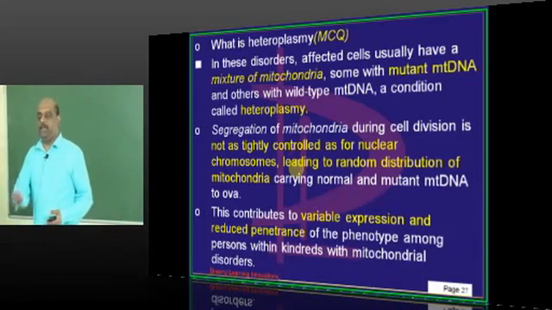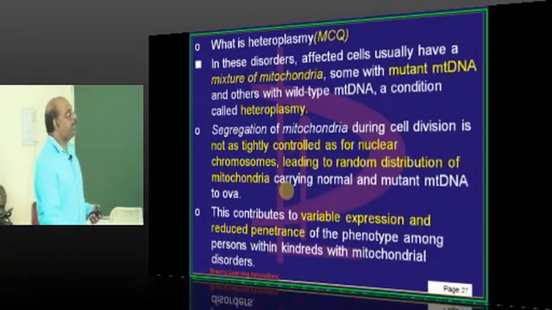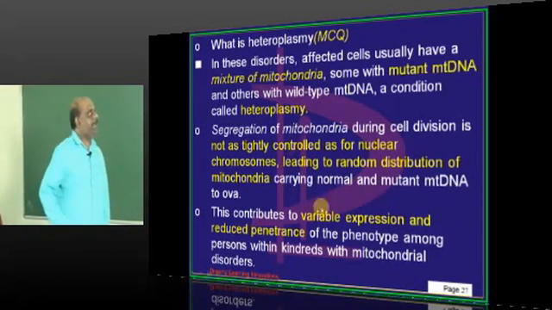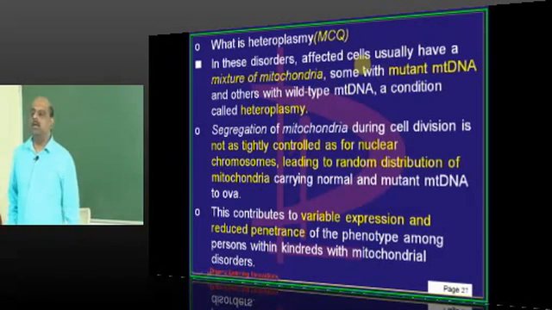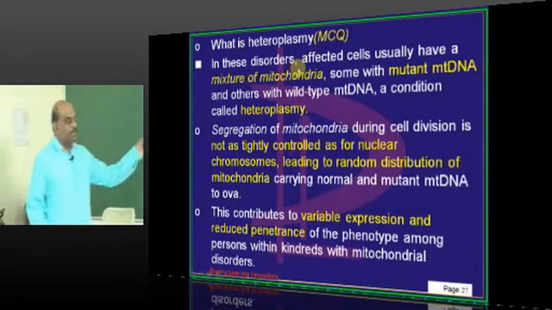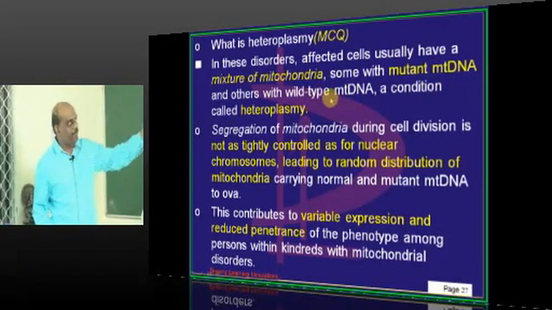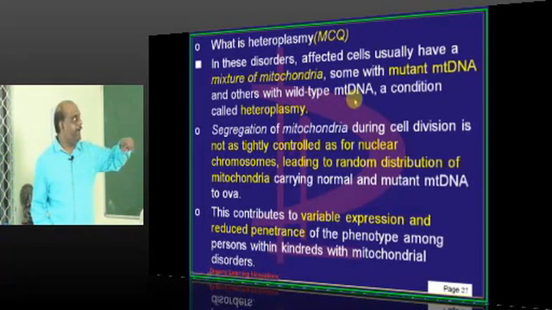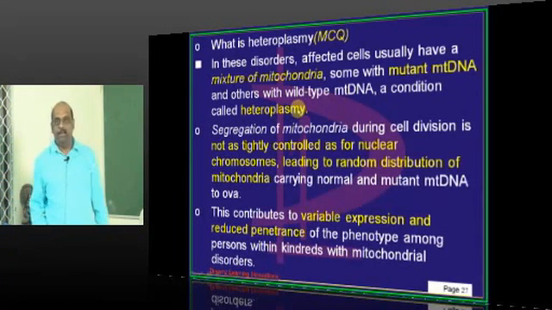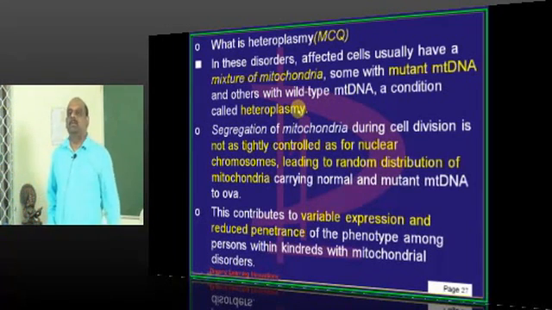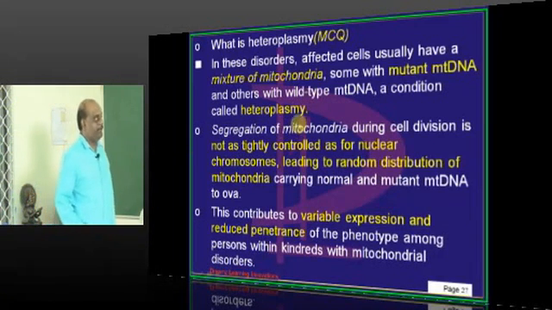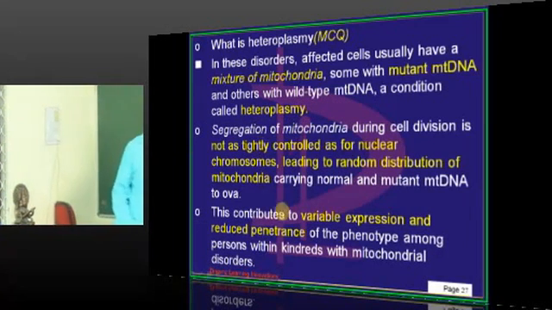In this context, we need to know a term called heteroplasmy. What is the meaning of this? Typically, in mitochondrial disorders, the affected cells usually have a mixture of mitochondria. The mutant mitochondrial DNA and also wild type mitochondrial DNA, both will be there, which is called heteroplasmy, is what needs to be remembered.